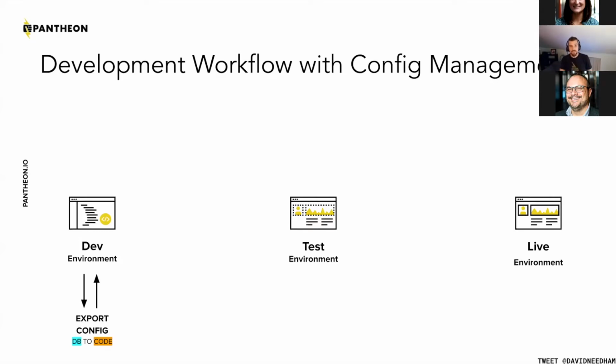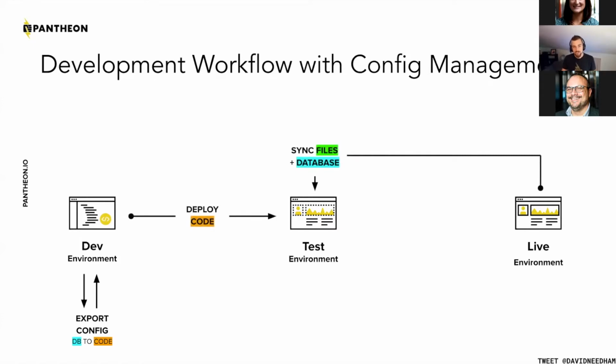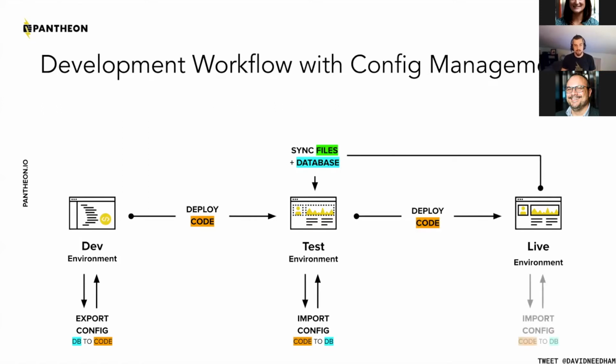Then, once we're ready to deploy, we sync up the files and database to the test environment, recreating it from scratch. We deploy all those code changes up to test. We then import the config, so that now our config on test matches all the work that we did in dev, and then we just do the same thing for live. And it's no surprises on live. We've already seen it all in test, so everything's going to work because we've verified that it's all going to work. And then you can sync your database and files back down.